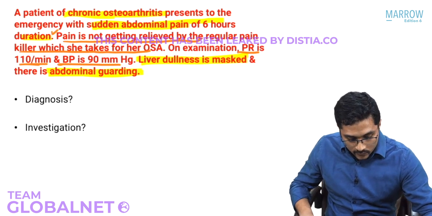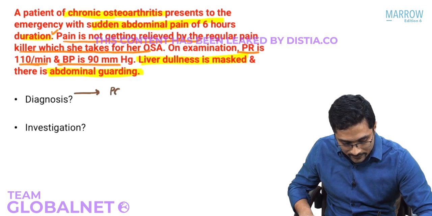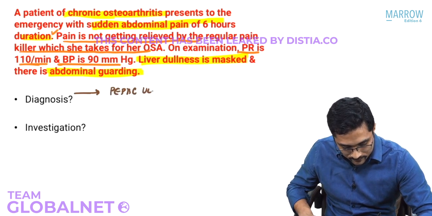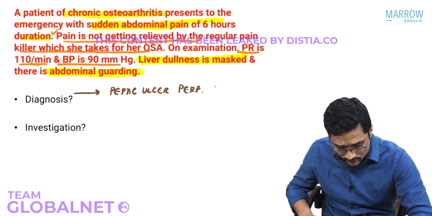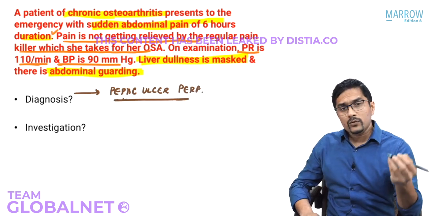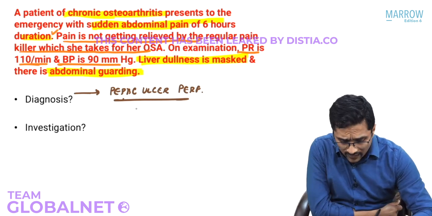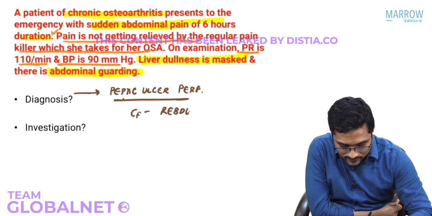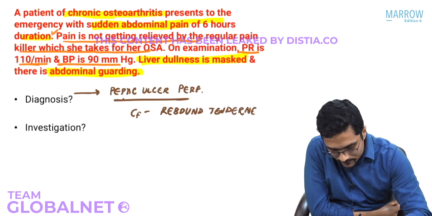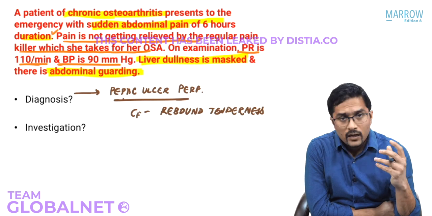So what is the diagnosis in this patient? The patient has had a peptic ulcer perforation, most likely secondary to consumption of painkillers. Now, are there any other clinical features? Yes, there can be rebound tenderness. Guarding, rigidity, rebound tenderness can be seen.